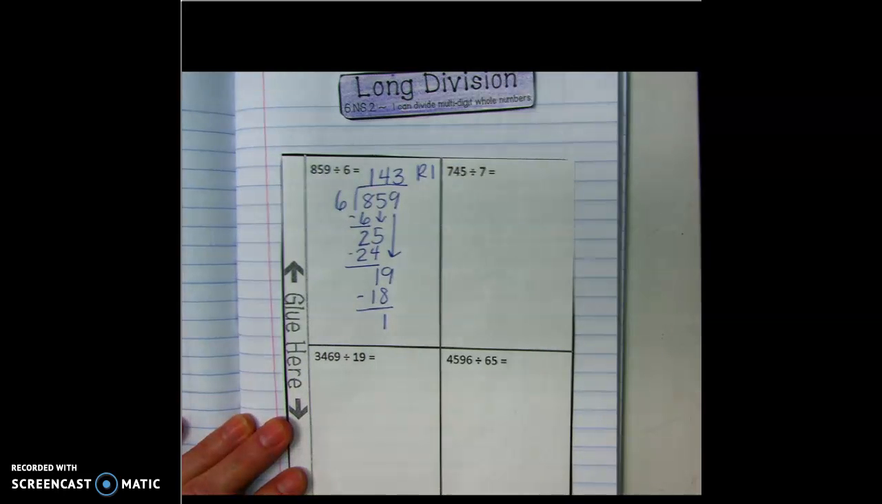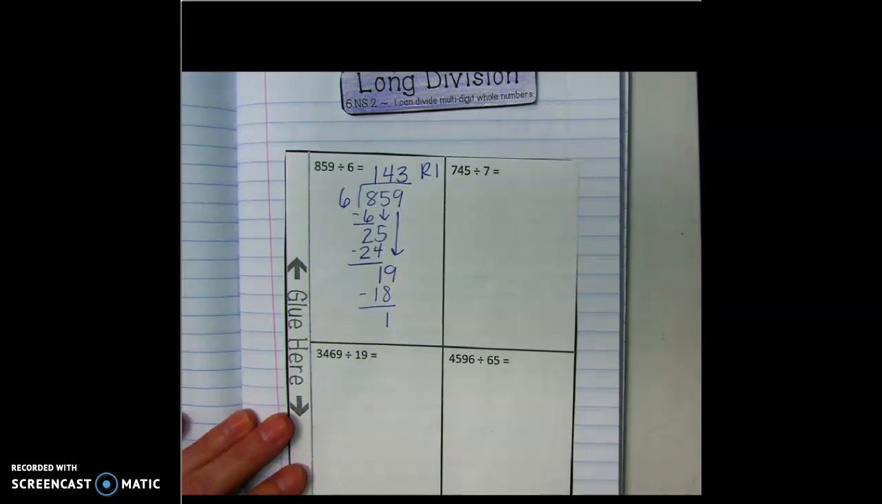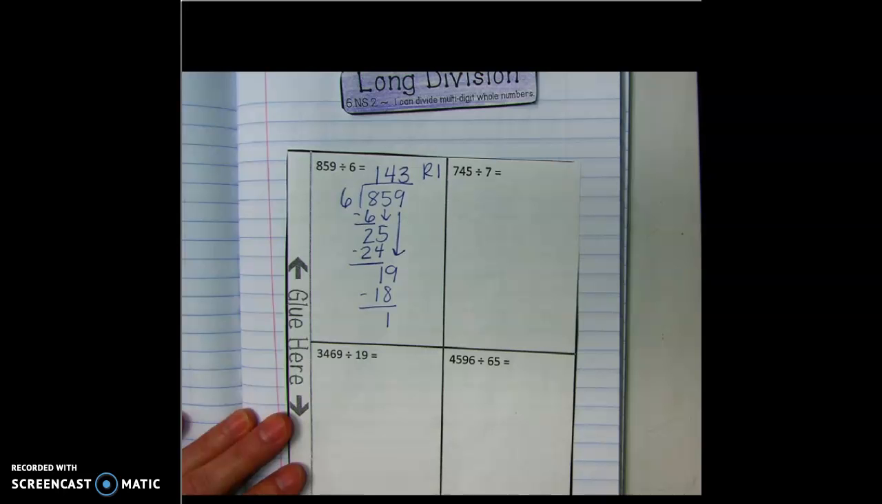For now, I just want you to write remainder of 1. We're going to learn later how to make this into a fraction. But right now, just go ahead and write R1, remainder of 1. So this is my answer, 143 with a remainder of 1. Okay, let's look at the next problem.